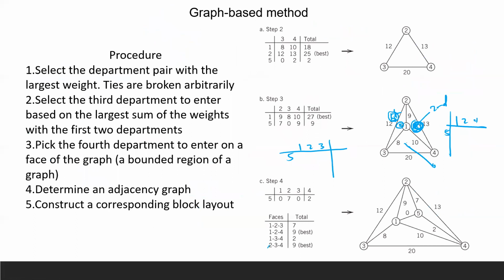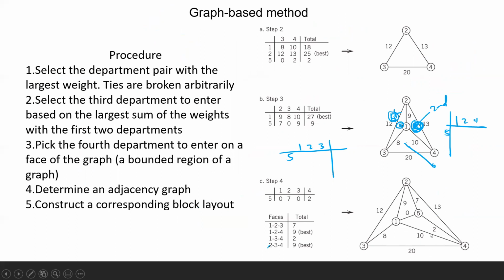For this case, nilagay nila siya sa gitna ng 1 dito po. 1, 2, and 4. Doon nilagay yung 5. So, ito yung layout niya. Okay? Or ito yung adjacency graph.